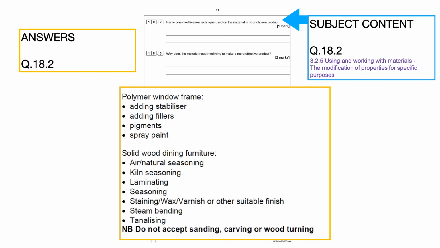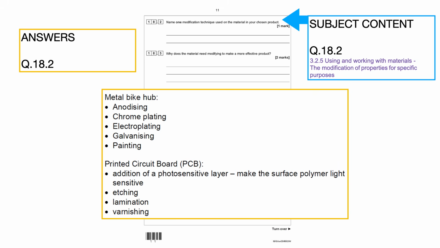We are not allowed to accept sanding, carving or wood turning. If you pick the metal bike hub, you could have anodizing, chrome plating, electroplating, galvanizing and painting. If you pick the PCB, you could have the addition of a photosensitive layer, making the surface polymer light sensitive. You could have etching, lamination and varnishing.